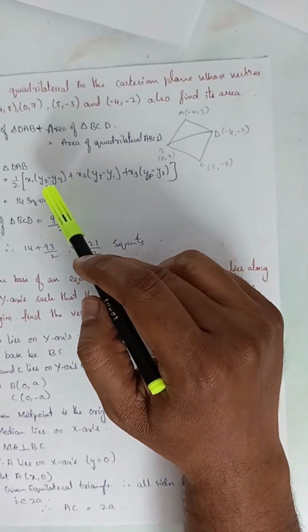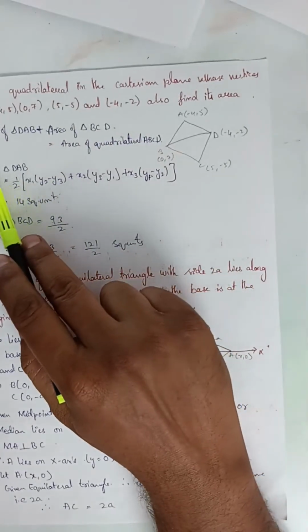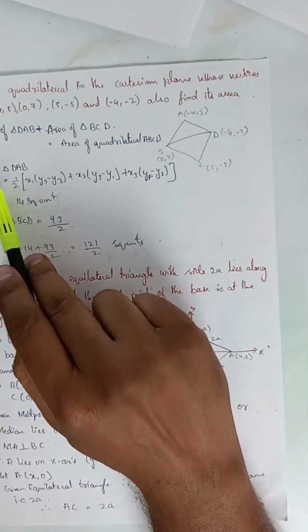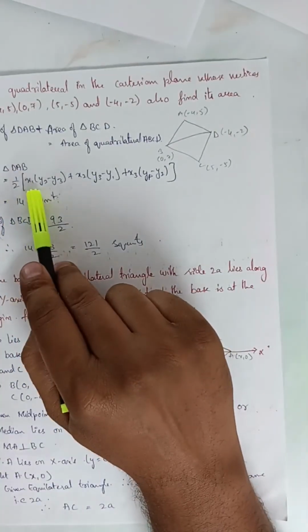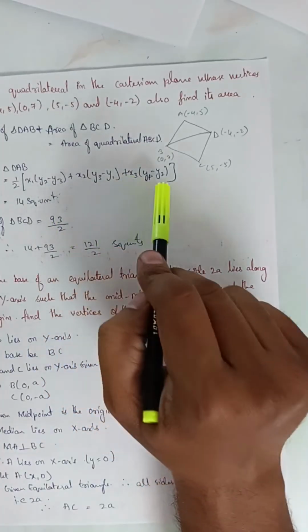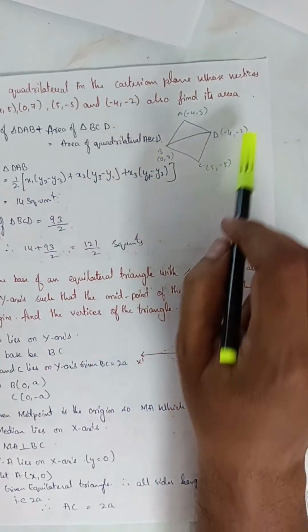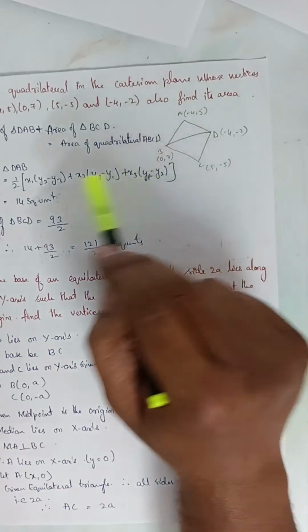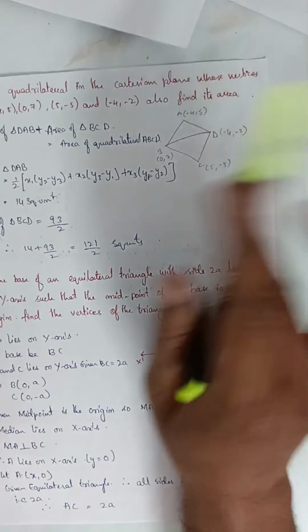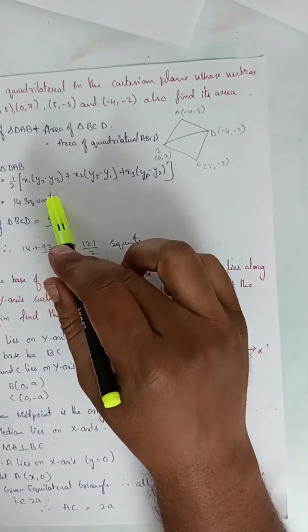So area of DAB, as we have learned before, when the three vertices are given, the formula is half multiplied by x1 (y2 minus y3) plus x2 (y3 minus y1) plus x3 (y1 minus y2). Just substitute all the values and you will get 14 square units. Why we are writing square units is basic knowledge. Whenever we find the area, the unit will be squared.